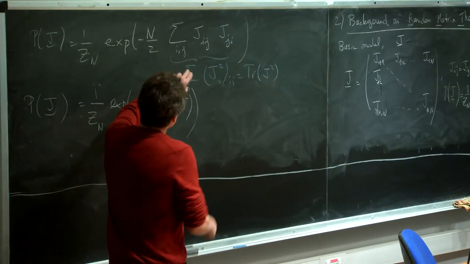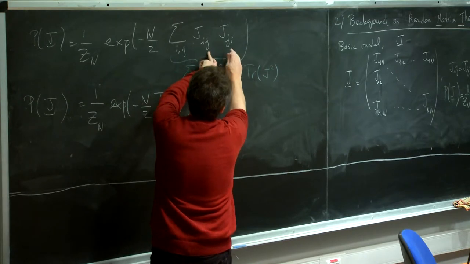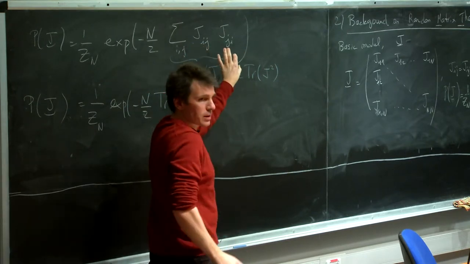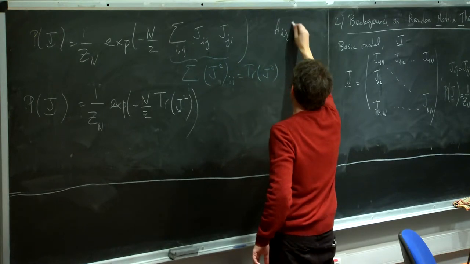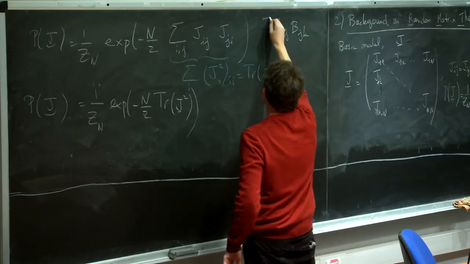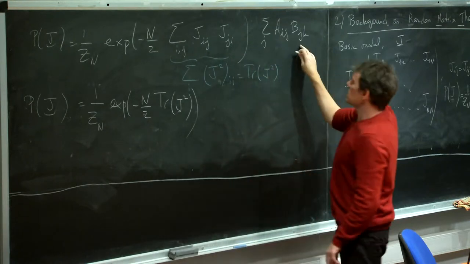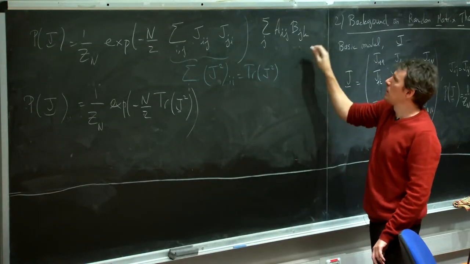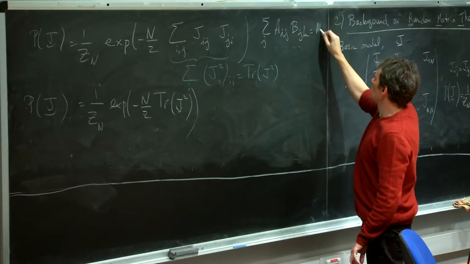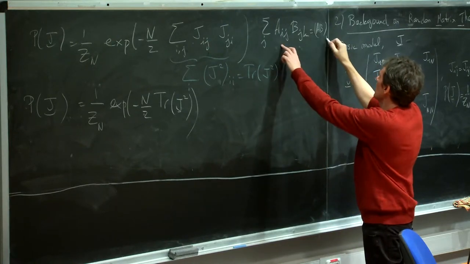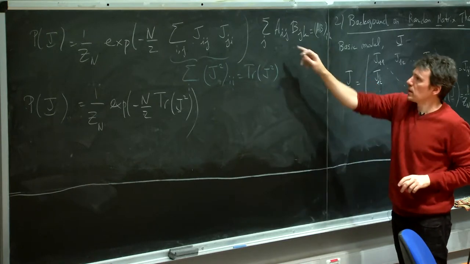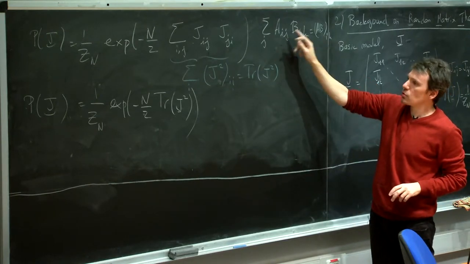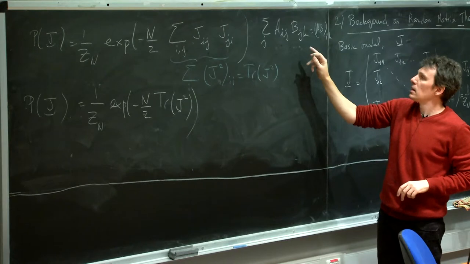Okay. So here you see, I have a product of two matrices, A_ij. When you have this, you sum over j. This is, by definition, (AB)_ik. And you apply this formula to A equal B equal J and i equal to k.